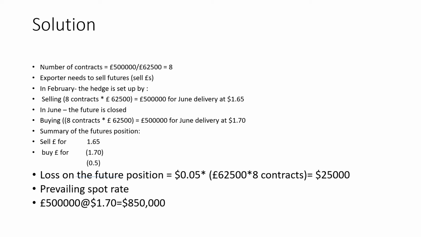The summary of the futures position is that they sell pounds at 1.65 and buy them back at 1.70, and the difference is 0.05. This would be the loss on the futures position, and the loss is 25,000. The prevailing spot rate is 1.70 for 5 lakh pounds, so when you exchange it into dollars, you will be getting 8 lakh 50,000.